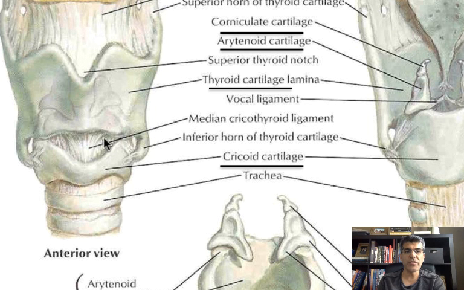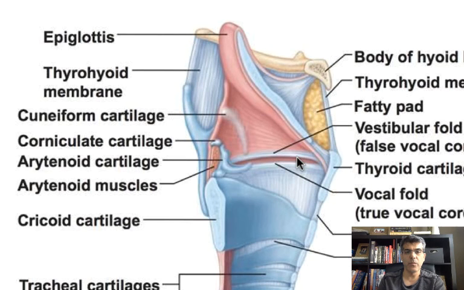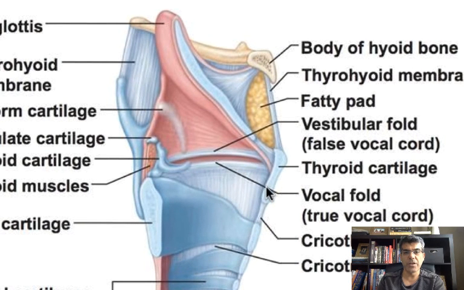So can you imagine when you go up, the upper edge of this ligament is going to create your true vocal cord. So true vocal cord is the upper edge of this ligament, which is right here. This is the cricothyroid ligament, and the upper part of it is going to create your true vocal cord.